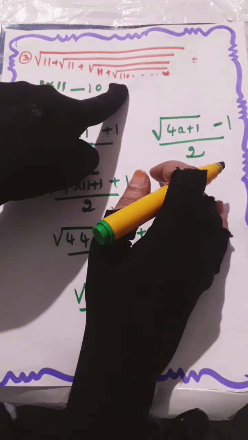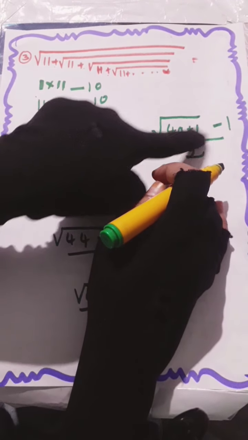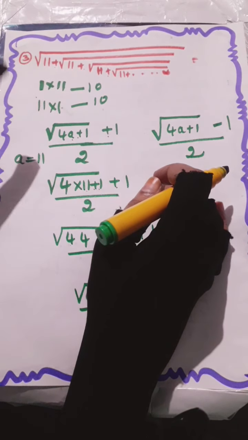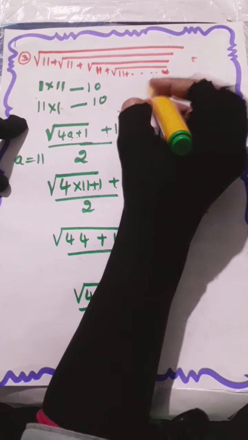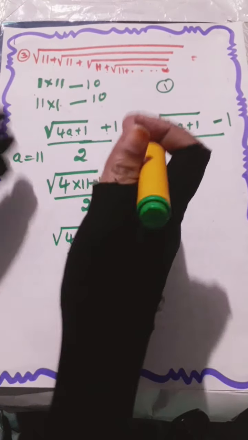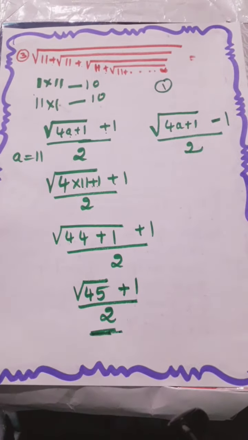For minus questions we have to write under root 4a plus 1, minus 1, by 2. Okay, why? Because for this number we are not getting factors whose difference is 1. That's why we are taking this formula. We are using this formula to solve the question.